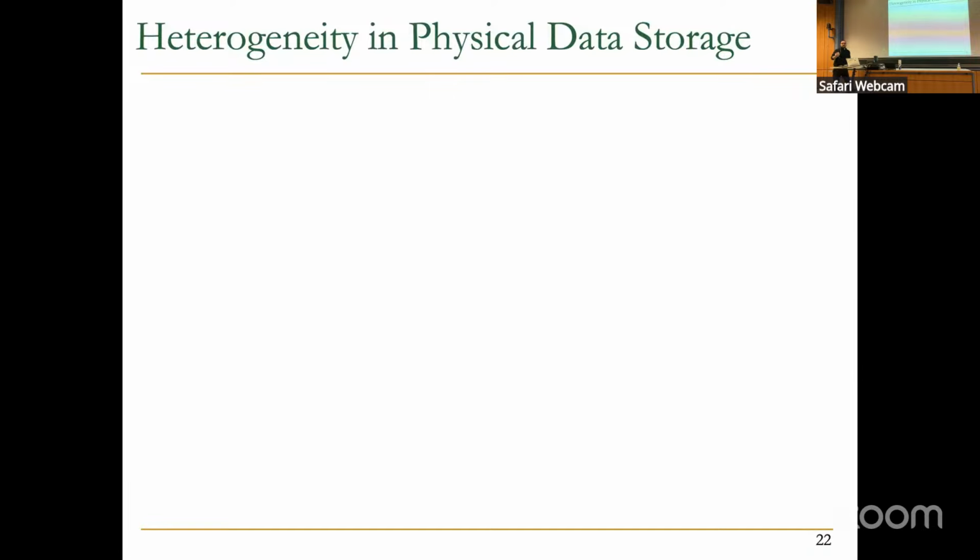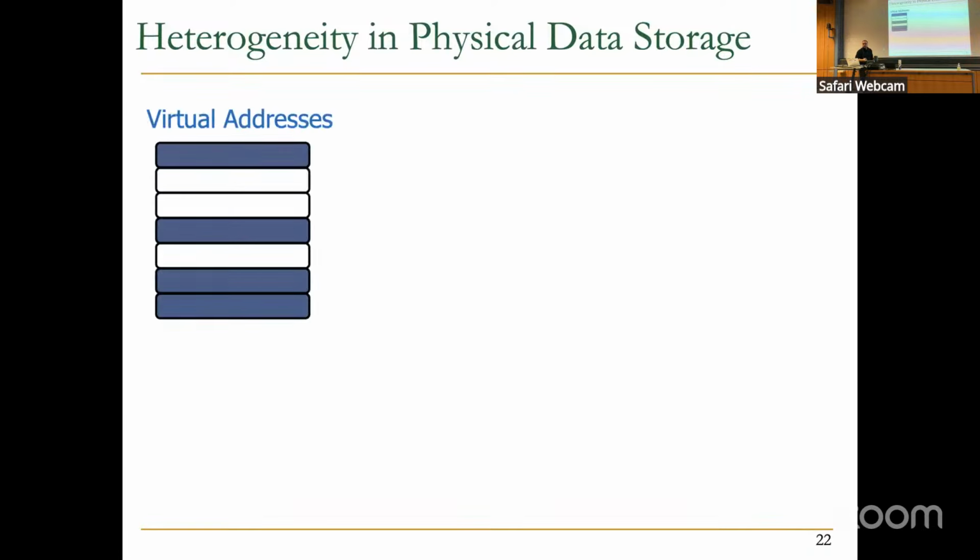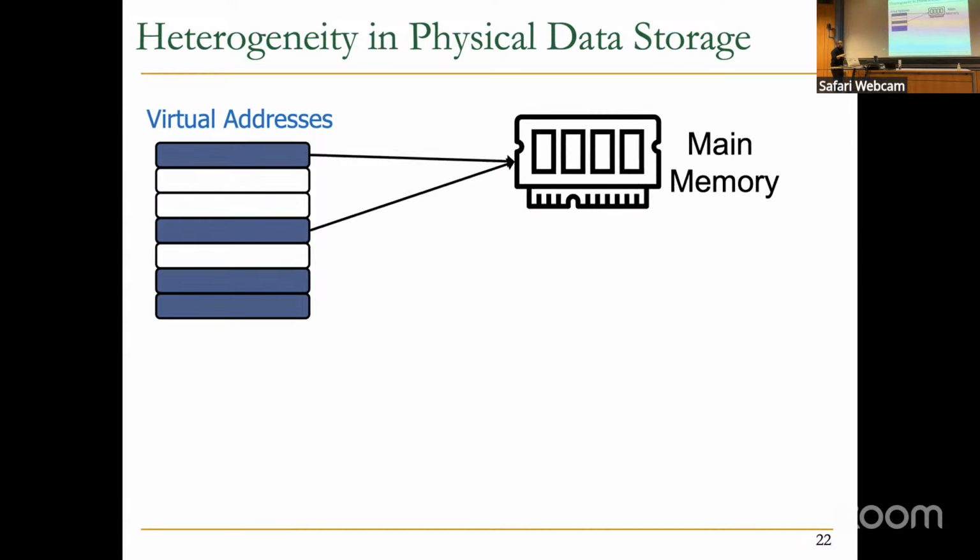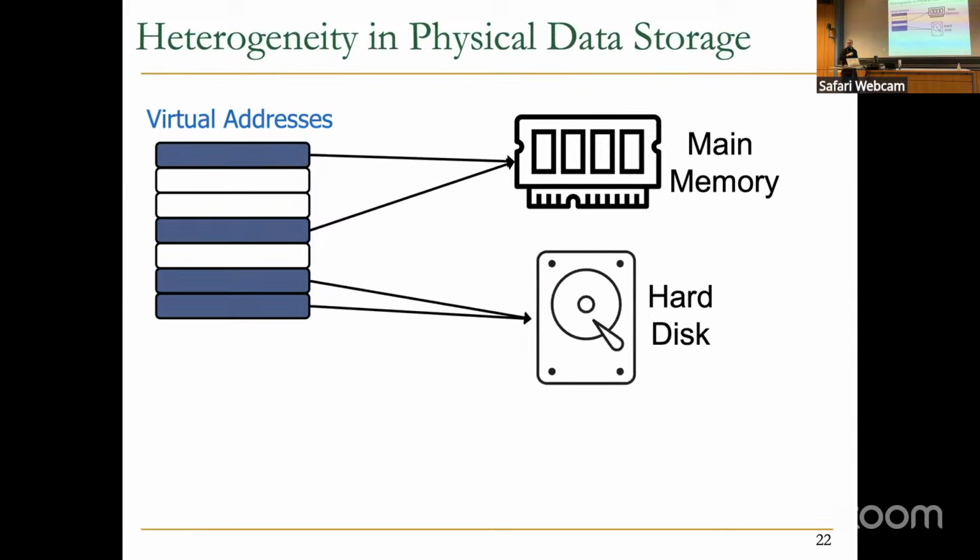Another key benefit employed by this approach is the heterogeneity in the physical data storage. What does this mean? So we have virtual addresses, and some of them contain legit data, for example, the blue regions here. Some of this data, the first and the fourth page, can translate to physical addresses that reside in the main memory, in the physical memory. However, if, for example, our main memory is fully occupied, we can store some other addresses, the bottom blue ones, to the hard disk.